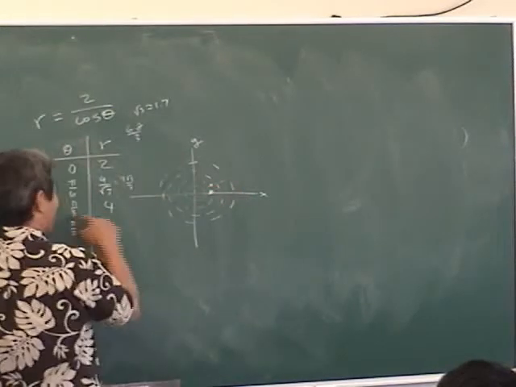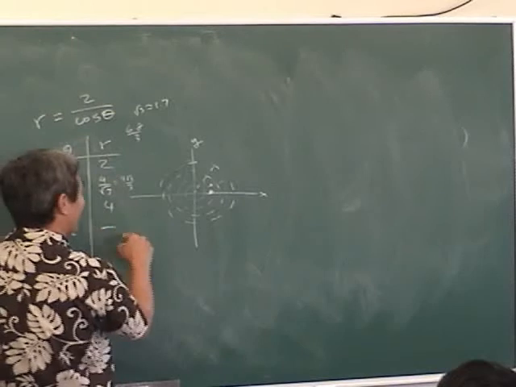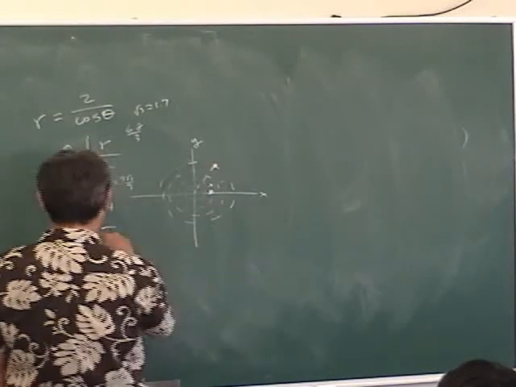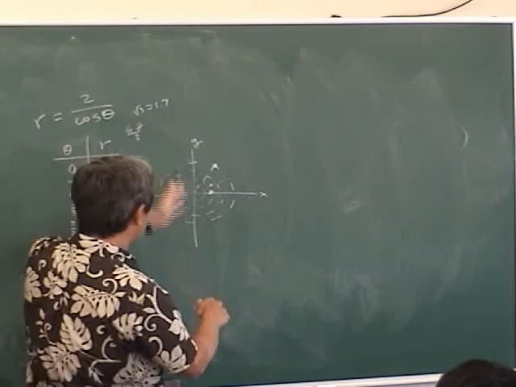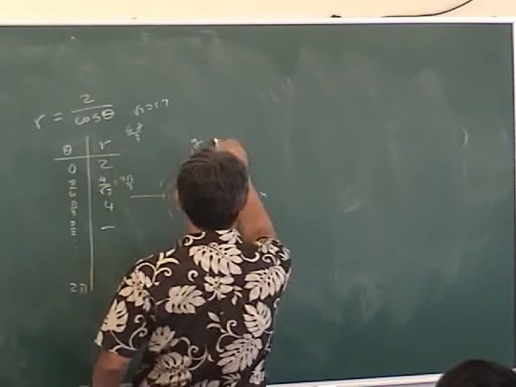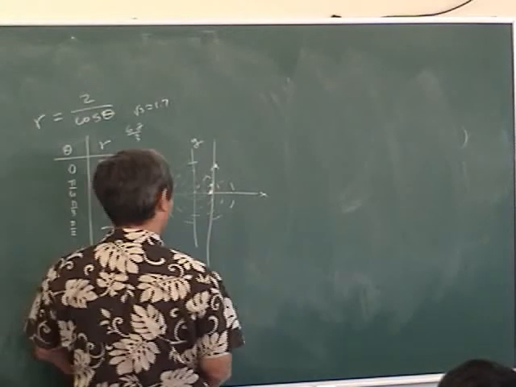Now measure off an angle of pi over 3 and go 4 units from the origin. Right there. And then pi over 2, no more. Then you plot all these points, connect the dots, and then you get a graph. Okay, that's kind of ugly.